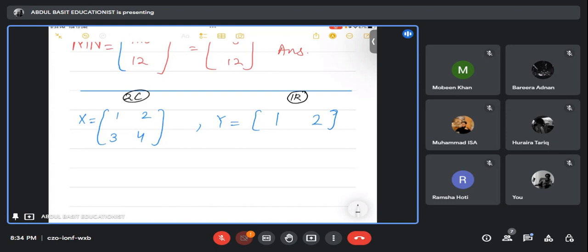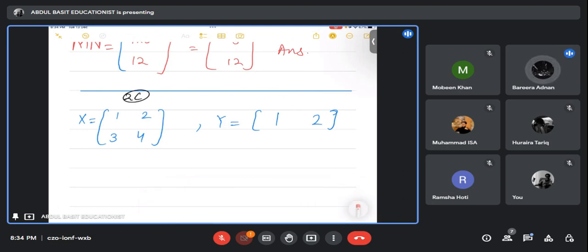Is this clear? So multiplication is not possible here. You have to be very careful about the condition. Is this clear? The columns of the first matrix must be equal to the rows of the second. But in this case, the first matrix X has two columns, but the second matrix, which is Y, has only one row, so I cannot multiply them. Is this clear?